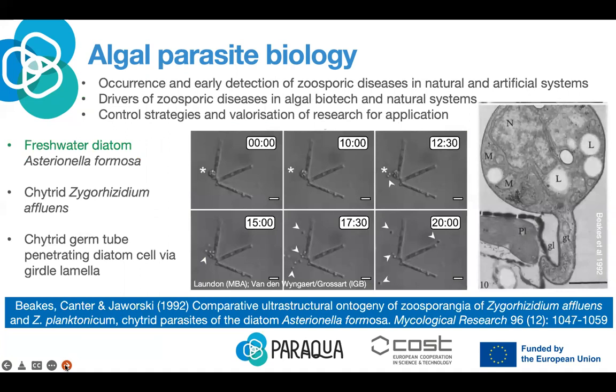And then one of my favorite examples that we desperately tried to work with and couldn't get anywhere is Asterionella. I think Silke showed this picture this morning from Gordon Beakes, Hilda Canter, and others on this chytrid. And you can basically see this chytrid, it's attached to the side of Asterionella, and it's pushing its germ tube through the girdle. So, you know, this is controlled biology in action. This is not just randomly doing it.